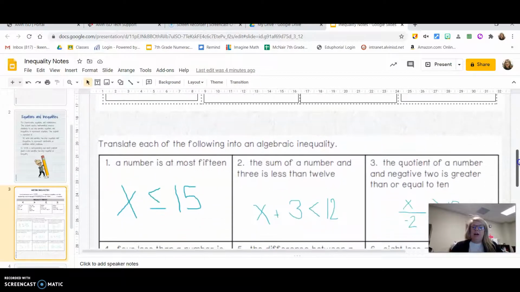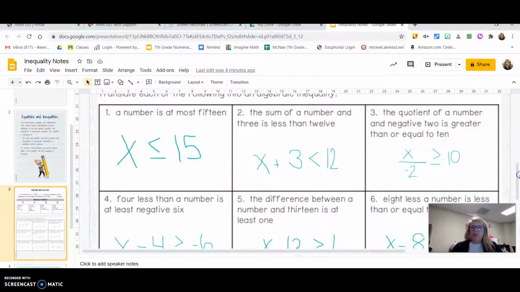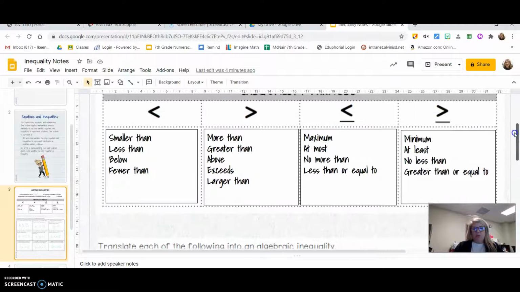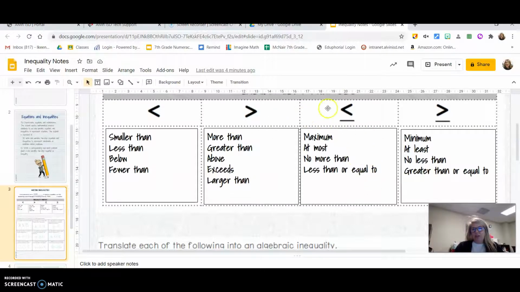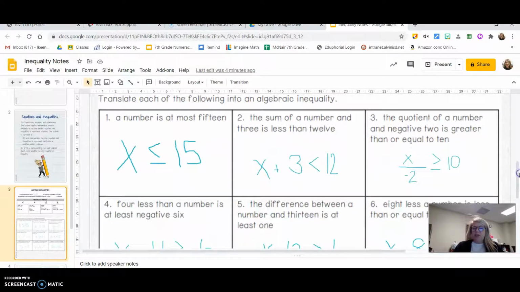I did this by writing in a Jamboard and then snipping it out. So you will say a number is at most 15. So x is less than or equal to 15, because remember, at most was one of the words that went up here with less than or equal to. Number 2, the sum of a number and 3 is less than 12.